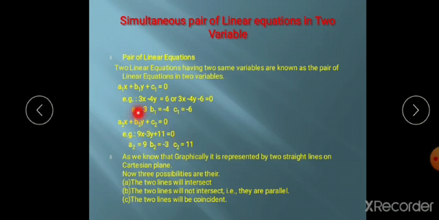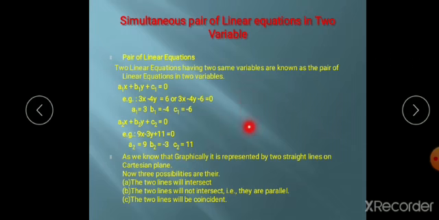One example: 3x minus 4y equal to 6. I can also write this as 3x minus 4y minus 6 equal to 0. Compare this with a1x plus b1y plus c1. We get a1 is 3, because the coefficient of x is a1, b1 is minus 4, and c1 is minus 6. In the same way, another example: 9x minus 3y plus 11 equal to 0. Compare with the second linear equation: a2 is 9, b2 is minus 3, and c2 is 11. Now we have two linear equations, which is called a pair of linear equations.